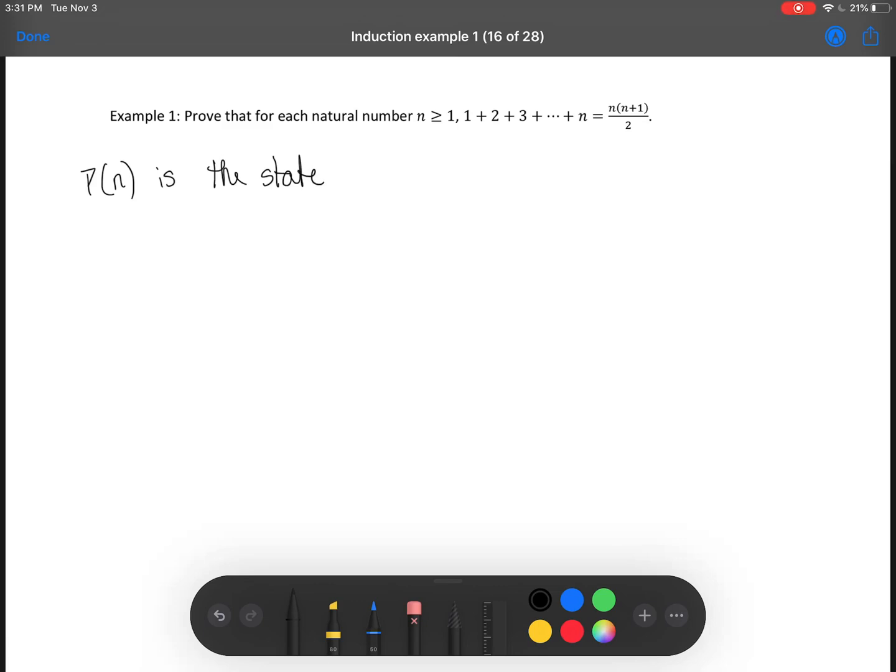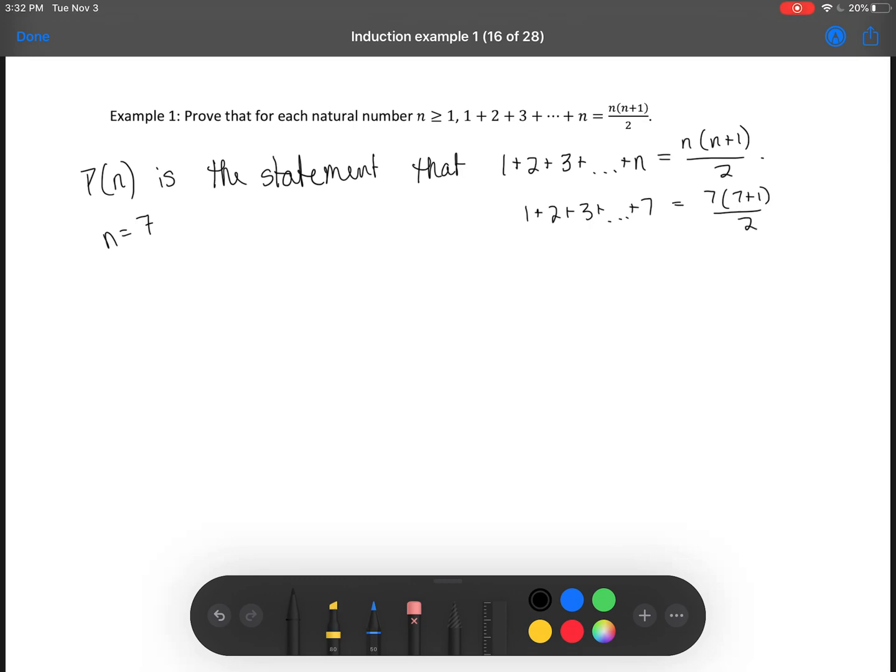First we want to start by defining our statement P of n. So P of n is the statement that the sum 1 plus 2 plus 3 plus ... plus n is equal to n times n plus 1 over 2. Notice that, for instance, if n was equal to 7, then we'd have the sum of the first 7 numbers, and that would equal 7 times 7 plus 1 over 2.